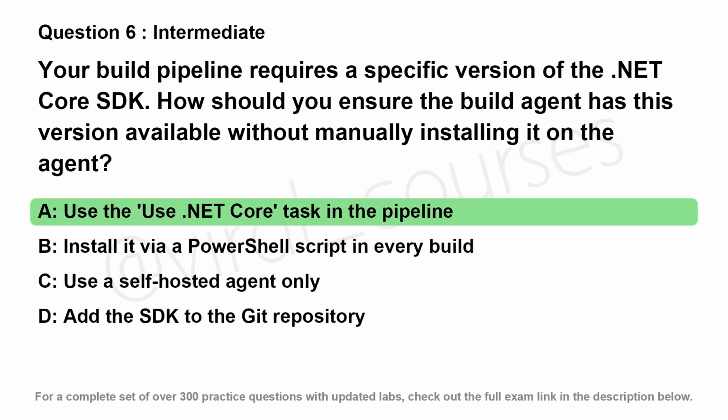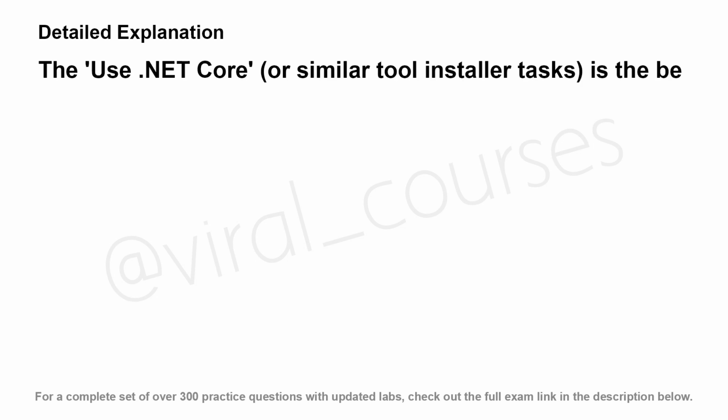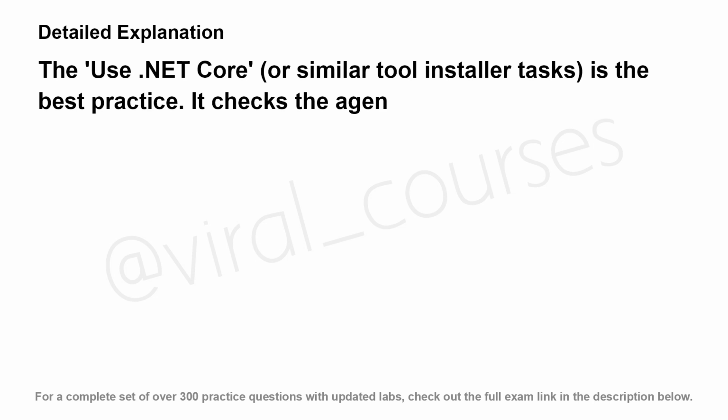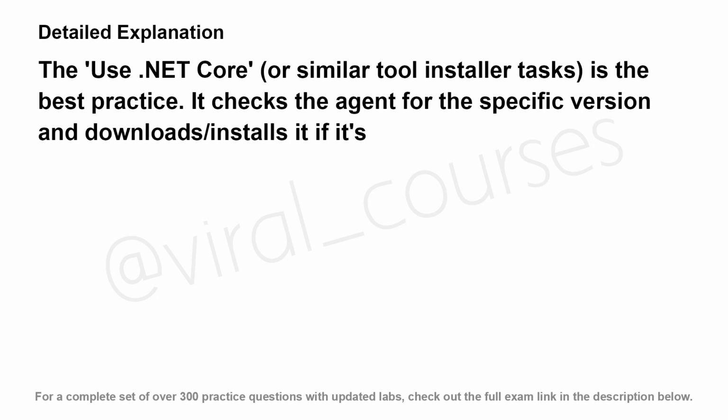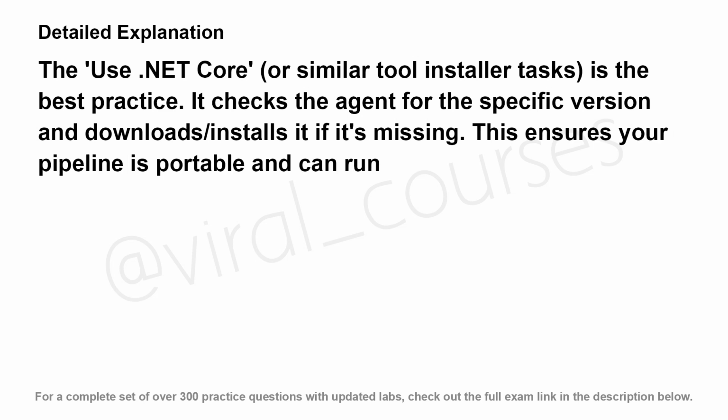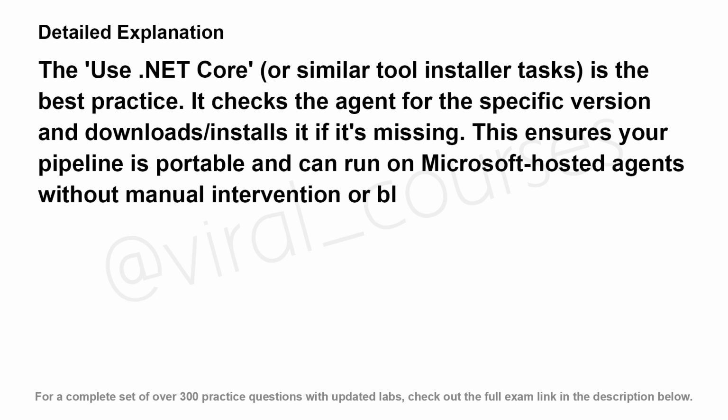The correct answer is A. The Use .NET Core, or similar tool installer tasks, is the best practice. It checks the agent for the specific version and downloads and installs it if it's missing. This ensures your pipeline is portable and can run on Microsoft-hosted agents without manual intervention or bloating your source repository.